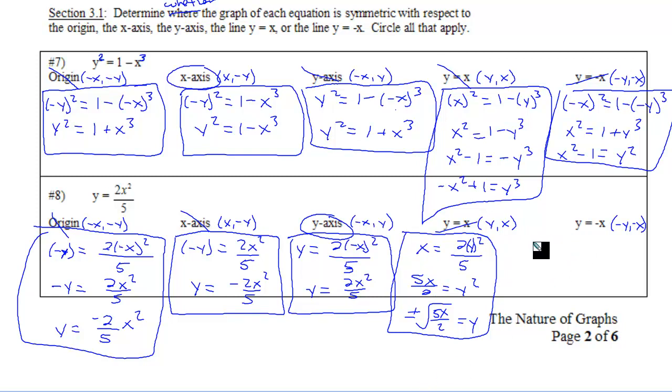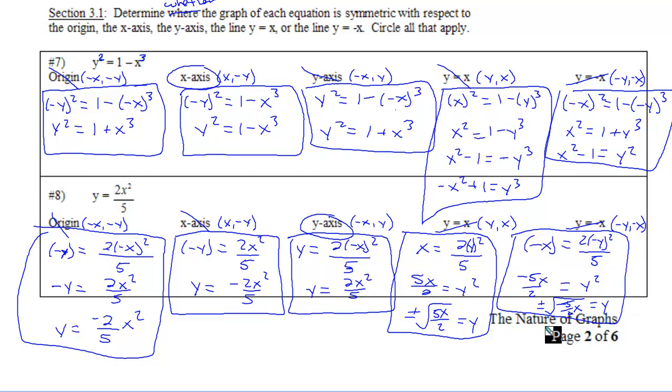This last one, not going to work either. -x equals 2 times the -y squared over 5. If you multiply, a couple things, -y squared is positive. If you multiply both sides by 5 halves, you get -5 halves x equals y squared. Square root both sides, and you get plus or minus the square root of -5 halves x equals y. Sorry that's so tiny. Doesn't work. You really should write legibly.